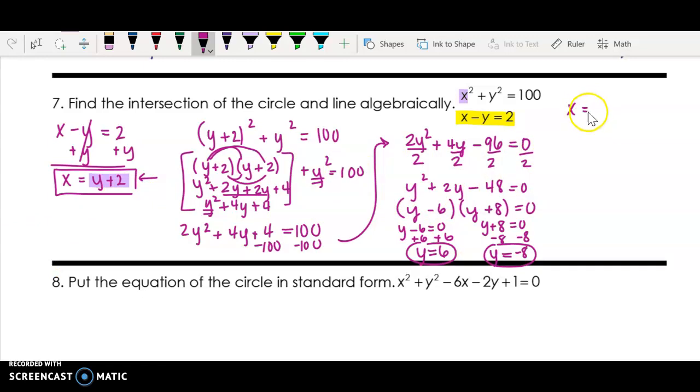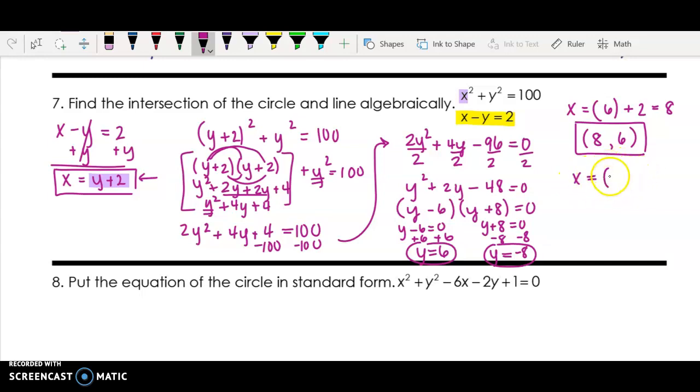So x equals 6 plus 2, which is 8. So my x-coordinate is 8, and my y-coordinate is 6. And that is one of the points where the two graphs, the graph of the circle and the graph of the line, would intersect. Then I'll substitute my other y-coordinate.